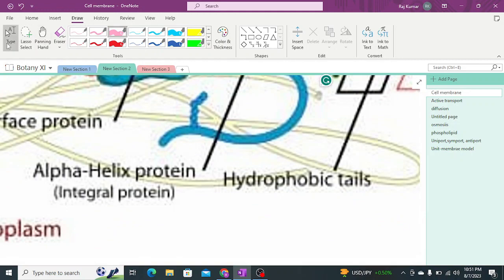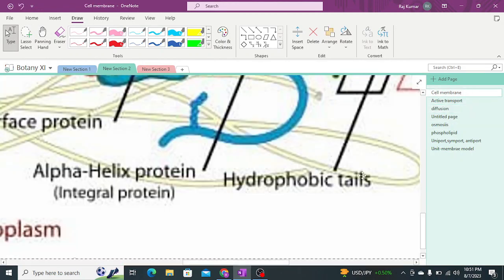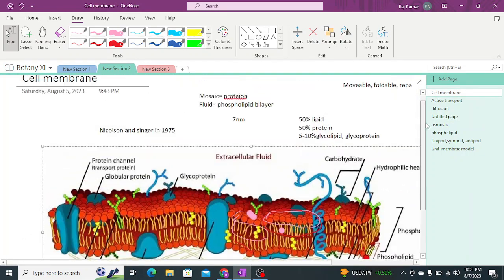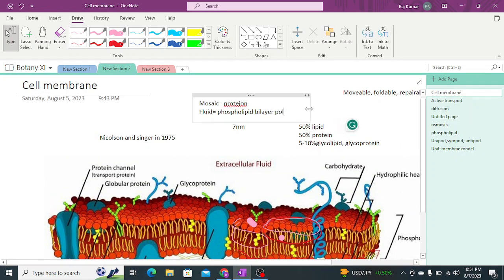And here, this kind of structure. Let me just write it down for your convenience. Whenever a polar substance forms a bond with a non-polar substance, the molecule formed between the polar and non-polar parts is known as an amphipathic molecule.